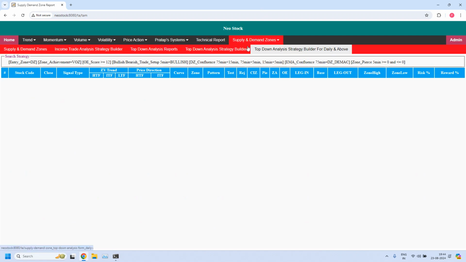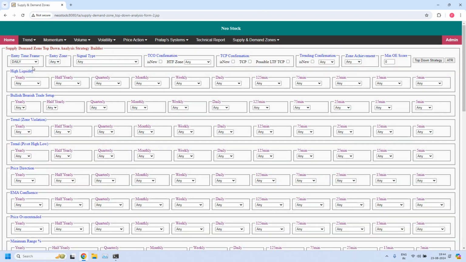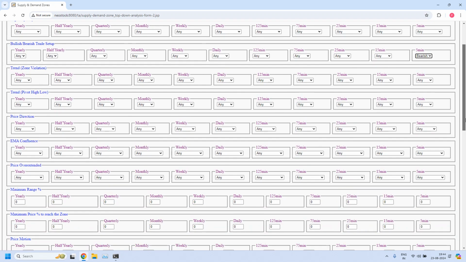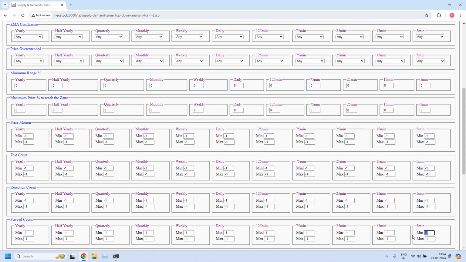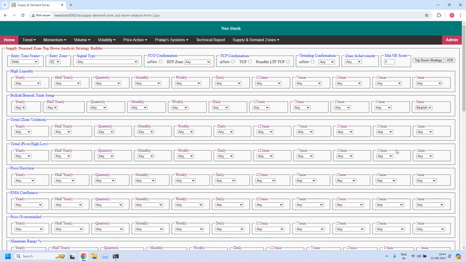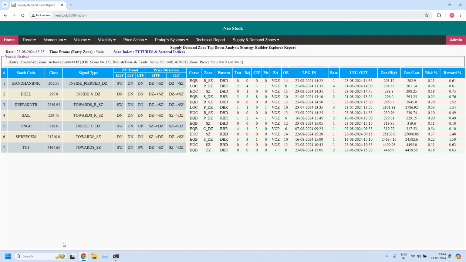Okay. In the next report, bearish trade setup for hourly income trade. Hourly income trade entry time frame 5 minutes. Bearish trade setup, it is supply zone. And also in bullish or bearish trade setup at 5 minutes, I am selecting bearish. And we don't want 5 minute supply zone should be pierced. So in the pierced count, in 5 minutes time frame, minimum value 0, maximum value 0. And zone achievement is violated opposing zone, and minimum odd enhancer score is 12. At all the 3 filters, we got 7 stocks. These 7 stocks are supporting bearish trade setup for hourly income trade.